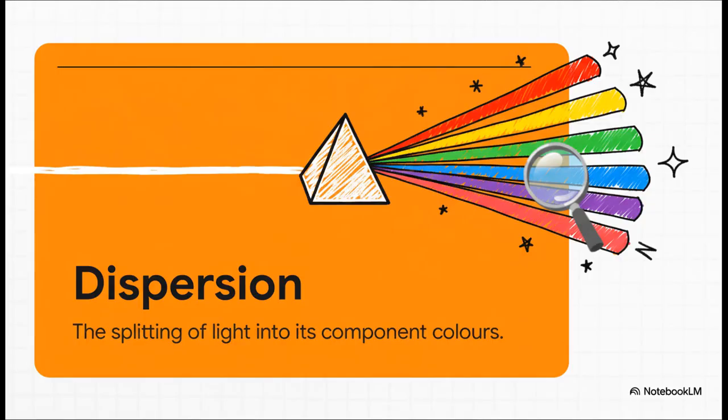Now, this process, this splitting of white light into all the colors it's made of, it has a proper scientific name. We call it dispersion. Please make a note of this definition. It's very important. Dispersion is the splitting of light into its component colors.